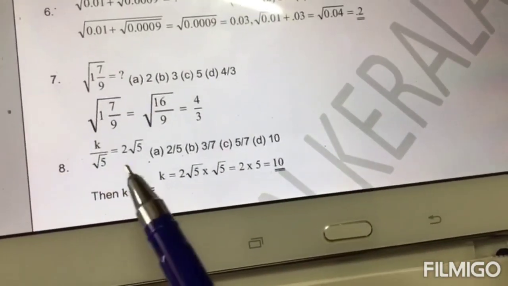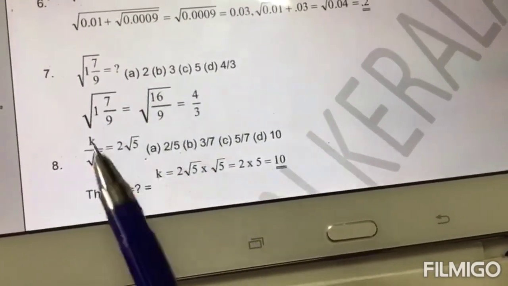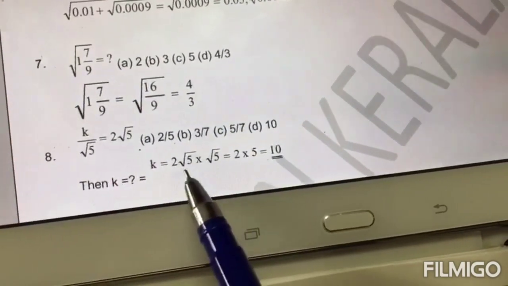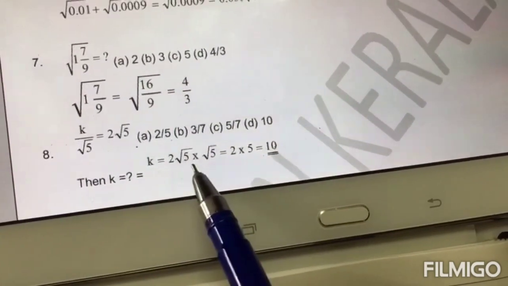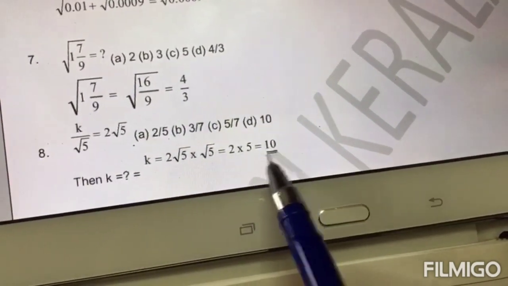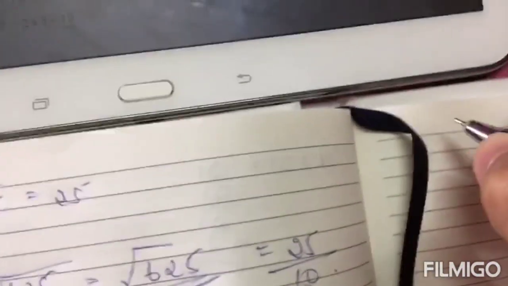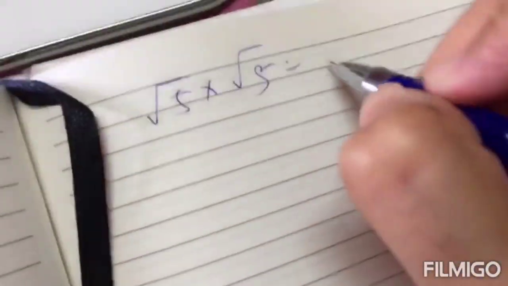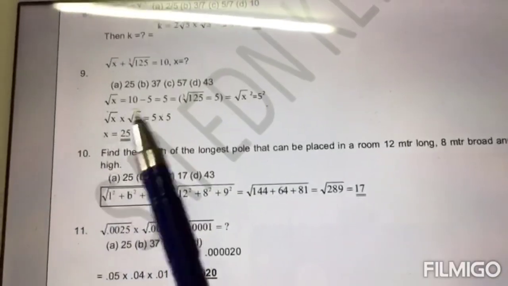Now this you can easily do. Number 8: k divided by square root of 5 is 2 into square root of 5. So what is k? Simply multiply it. 2 into square root of 5 into square root of 5 is nothing but 2 into 5, which is 10. Why? Square root of 5 into square root of 5 is equal to what? Square root of 25, which is 5. It's as simple as that. That's why we got that answer.